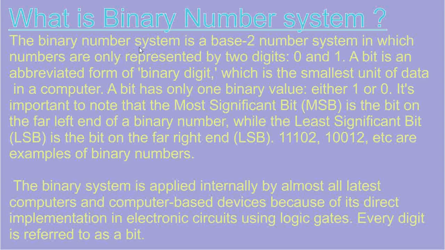The binary number system is a base 2 number system, in which numbers are only represented by two digits, 0 and 1. A bit is an abbreviated form of binary digit, which is the smallest unit of data in a computer. A bit has only one binary value, either 1 or 0. It's important to note that the most significant bit, MSB, is the bit on the far left end of a binary number, while the least significant bit, LSB, is the bit on the far right end.